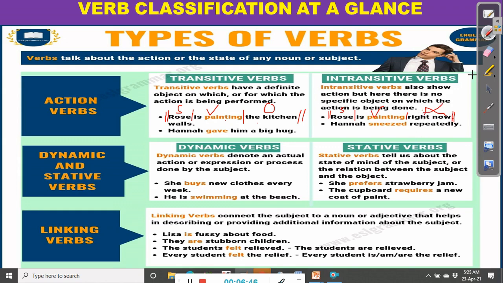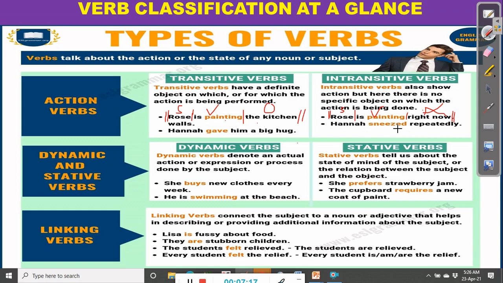All right, so please, I want you to just look at that. Okay, Anna gave him a big hug. And then gave is an action verb. Sneezed is an intransitive verb. You know, both are action verbs, but one is transitive. Gave is transitive. Sneezed is intransitive.